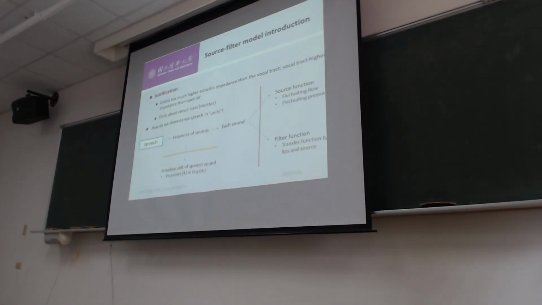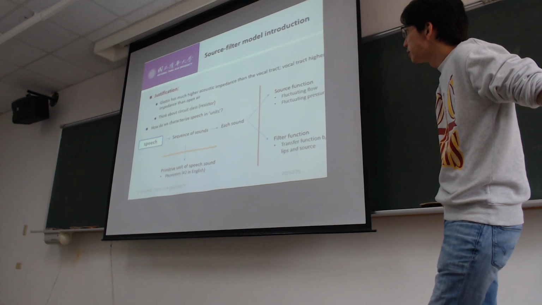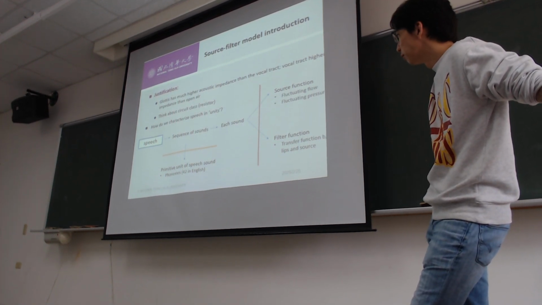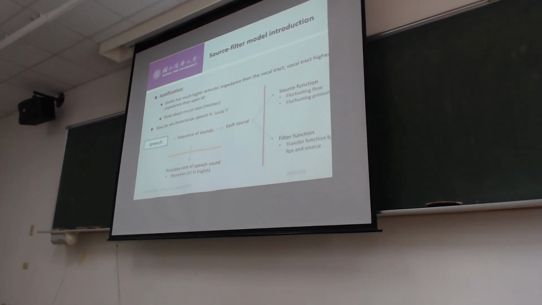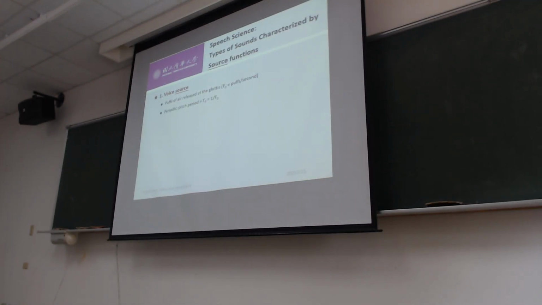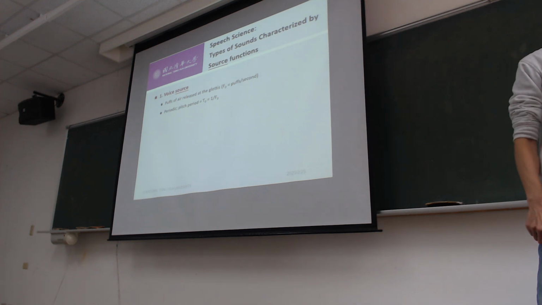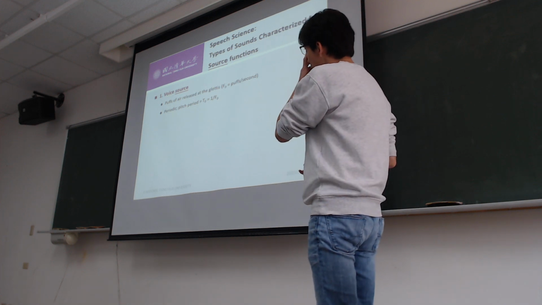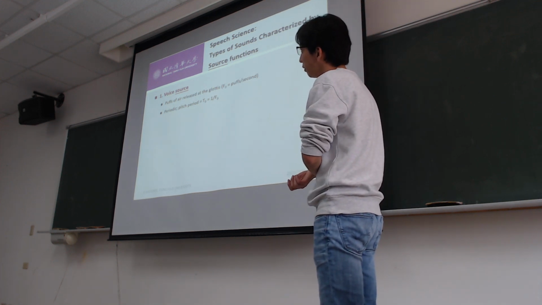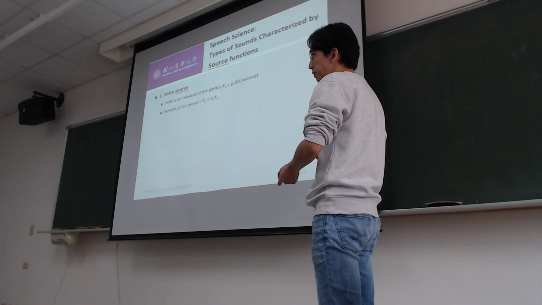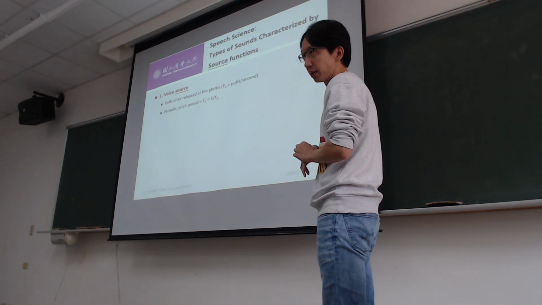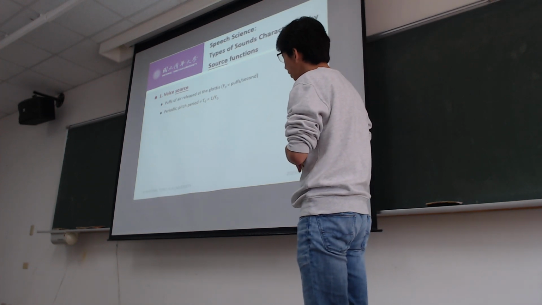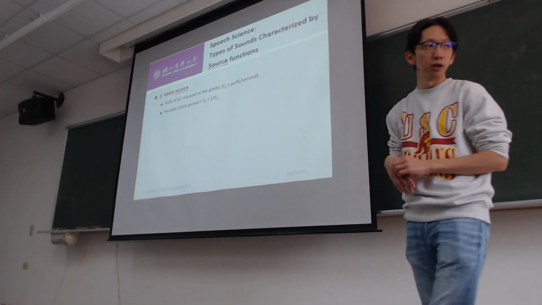So the sounding unit can be described based on the source function, either fluctuating flow or fluctuating pressure, and the filtering function between the lips and the source. There are types of sound that can be characterized by the source function: voiced source or unvoiced source. Voiced source means those sounds where you have puffs of air released at the glottis. You release X number of puffs per second. That's your fundamental frequency. They are also periodic, with each period T naught equal to 1 over F naught.